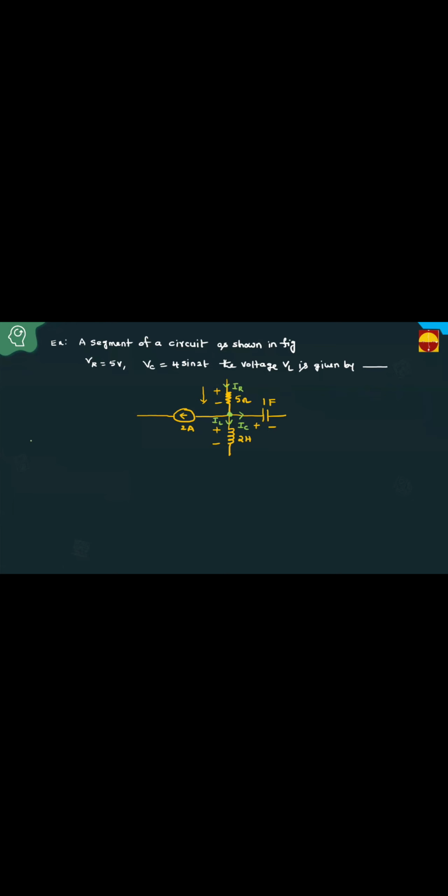Then apply KCL at this node, friends. If you apply KCL, entering currents, IR is entering. Next, what about the 2 amperes? This is the 2 ampere direction, it is also entering. IC is leaving, IL is also leaving. IR plus 2 equal to IC plus IL.